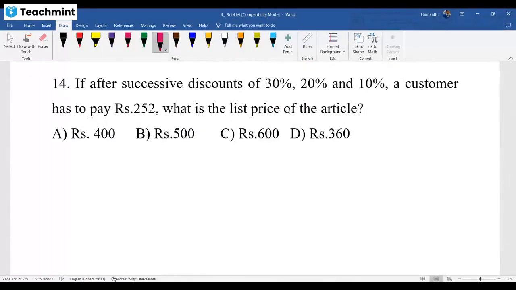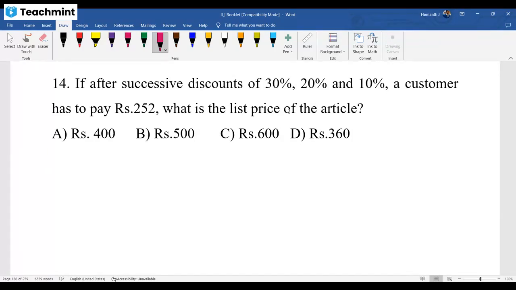After successive discounts of 30, 20 and 10%, a customer has to pay... Customer is paying or maybe the shopkeeper is selling, both are the same. Shopkeeper may sell that product or customer is paying, both same. You are purchasing a book from a shop. For you it is cost price, but for the shopkeeper it is selling price.